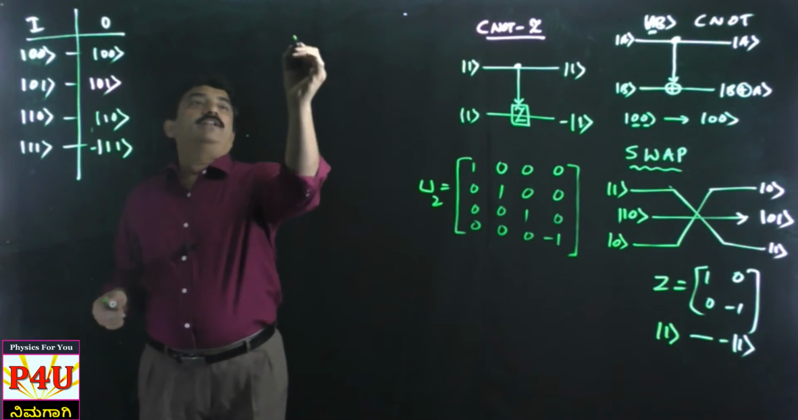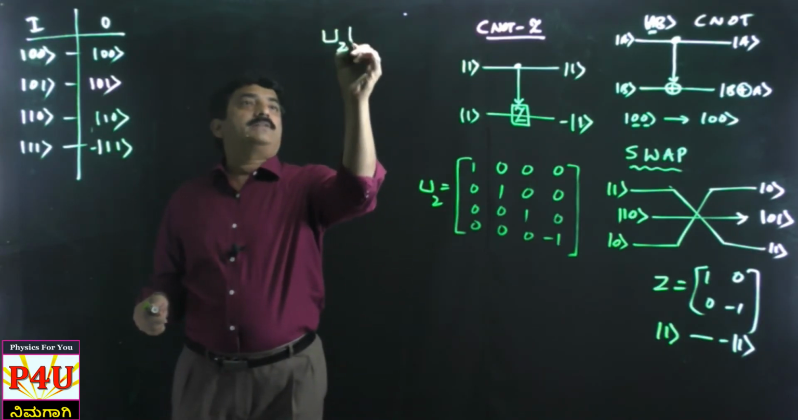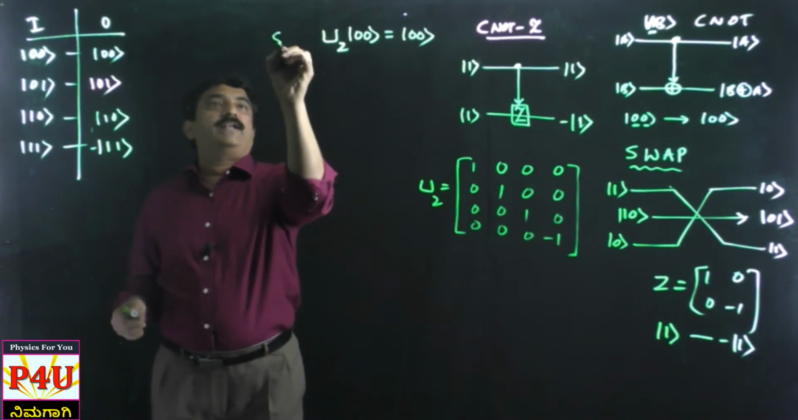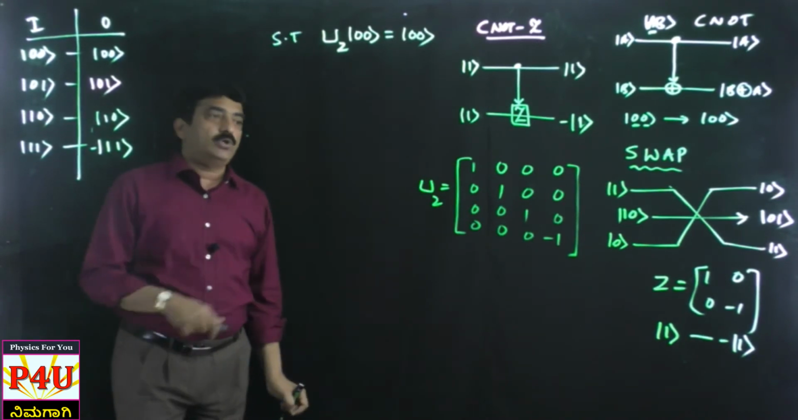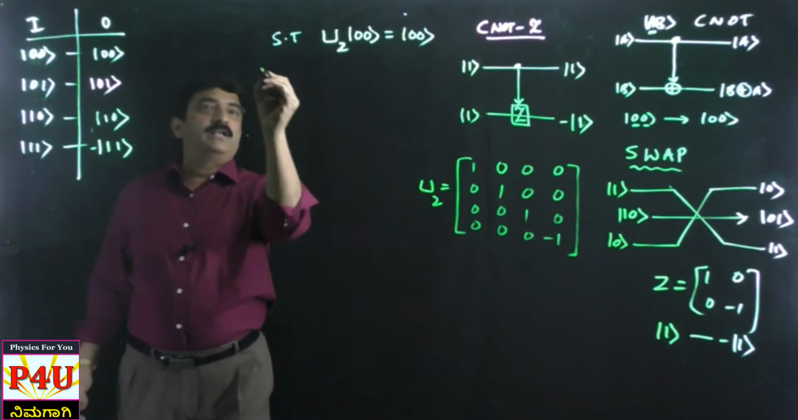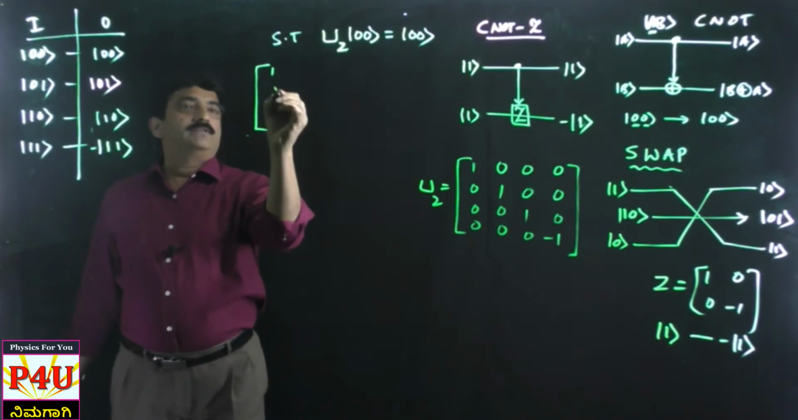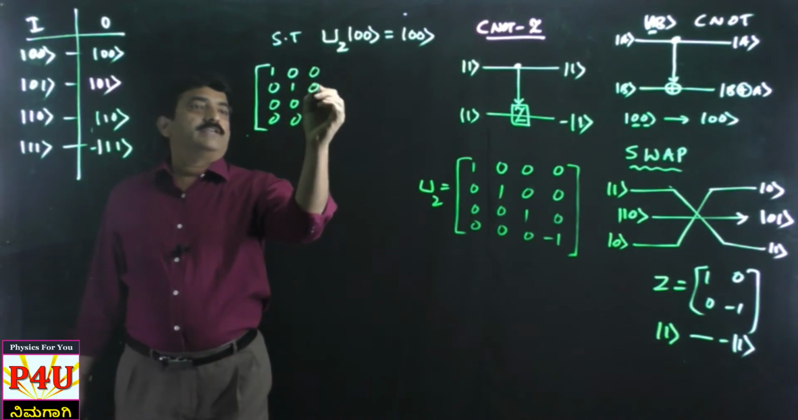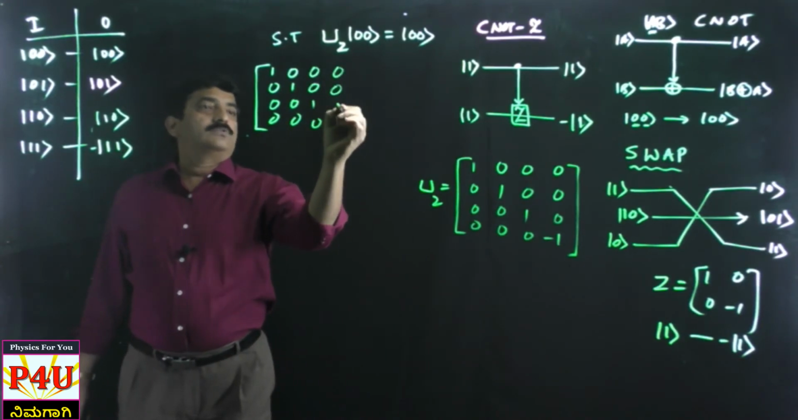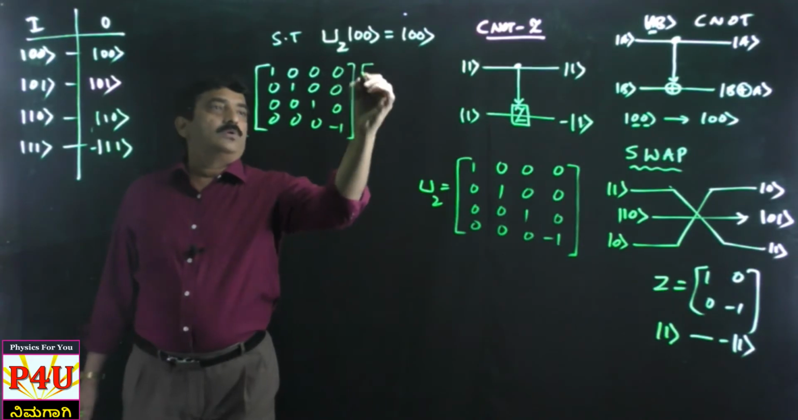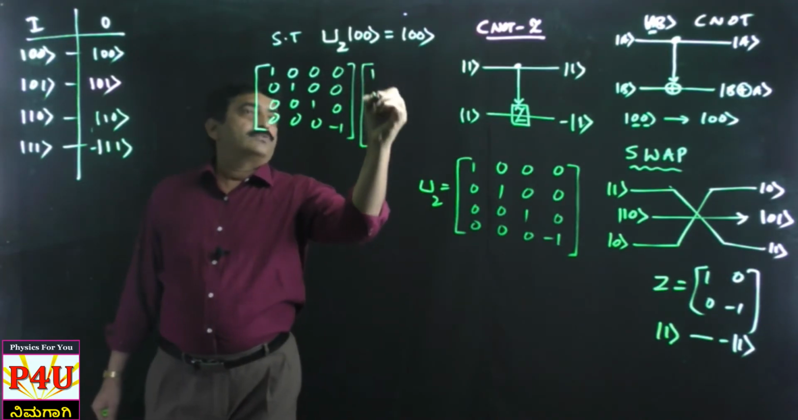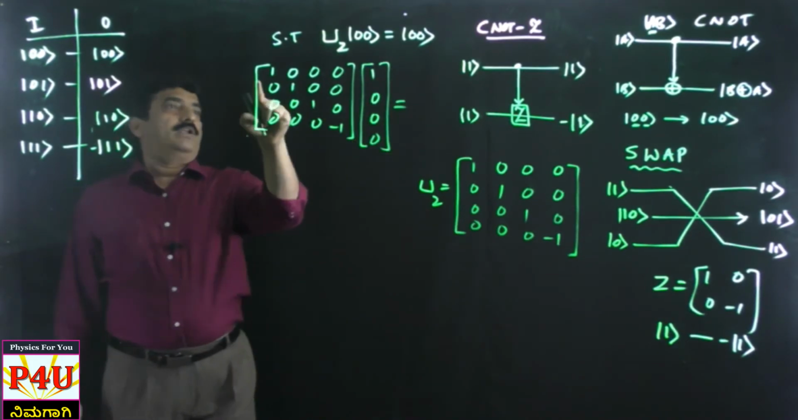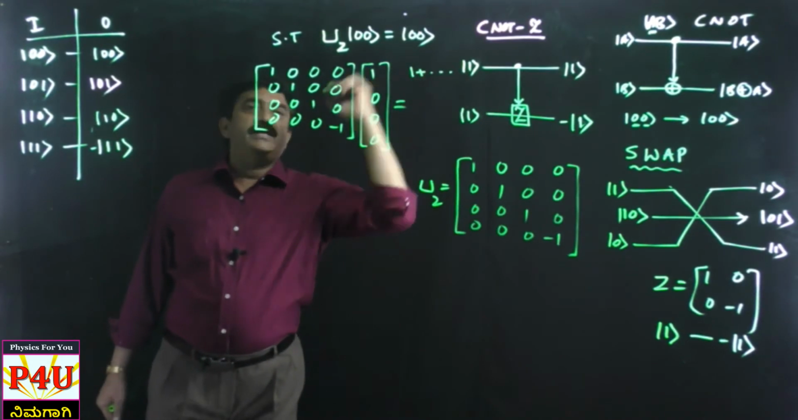That means when UZ operates on ket 00, there will be no change. Prove that, or show that. How to show that? UZ, as usual, is the matrix 1 0 0 0, 0 1 0 0, 0 0 1 0, 0 0 0 minus 1, multiplied by my ket 00, which is 1 0 0 0. Just multiply 1 into 1, rest everything is 0.